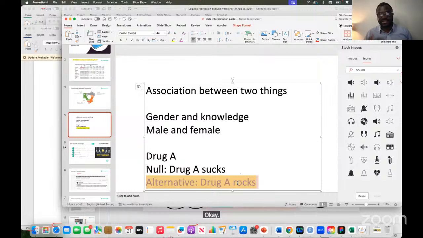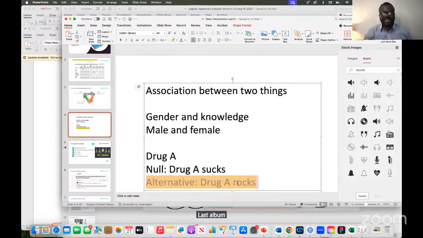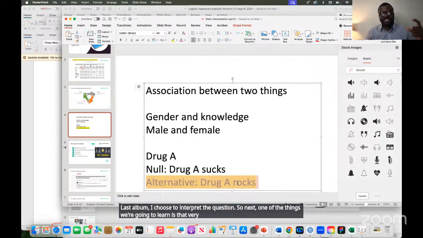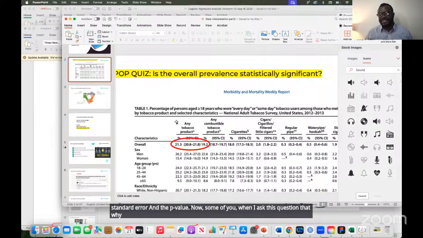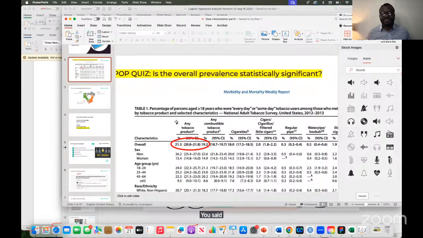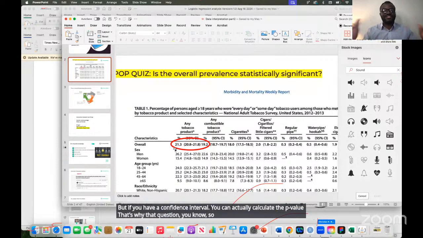Okay, I'm going to answer the question in an indirect way. So the question is, what's the relationship between the standard error and the p-value? That's how I choose to interpret the question. Next week, one of the things we're going to learn is that very thing. Some of you, when I asked why the question is nonsensical, said, oh, because there's no p-value. But if you have a confidence interval, you can actually calculate the p-value, right? So the overall point is that the question did not make sense.